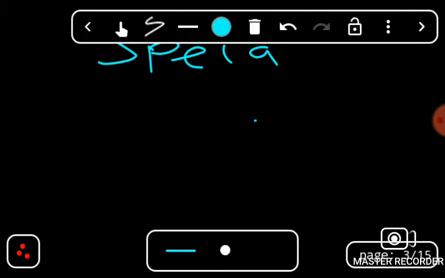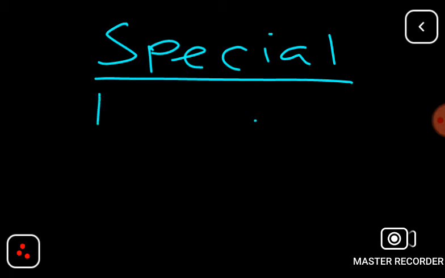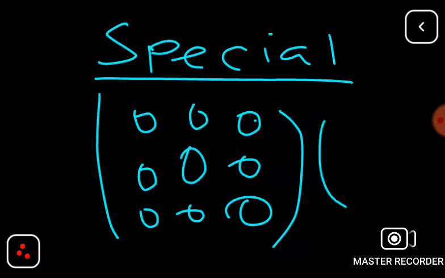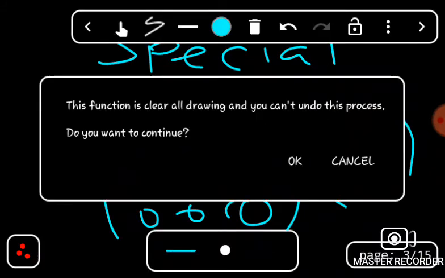So special matrices, you discover that special matrices have all their values in a matrix as 0. This is one of the examples of a special matrix. These are special matrices. All the elements in that matrix are 0. So those are what we call special matrices.